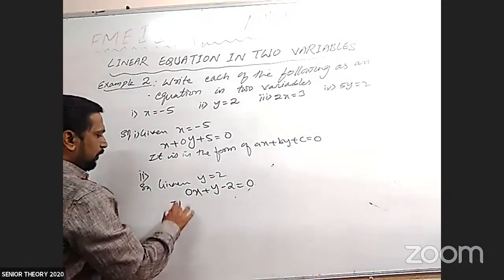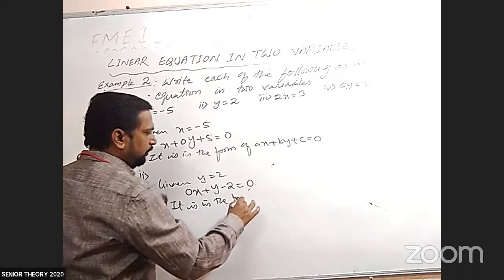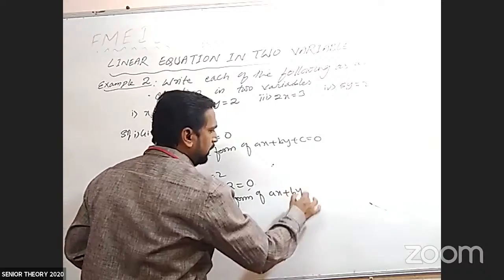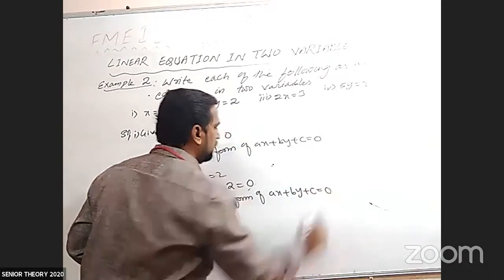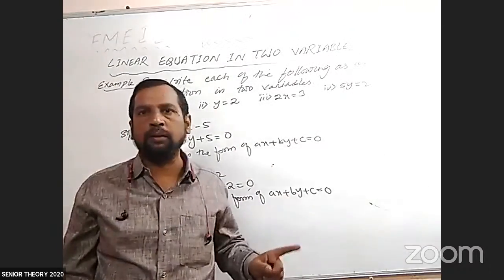It is in the form of ax plus by plus c equal to 0. Here there is no need to write the values of a, b and c.